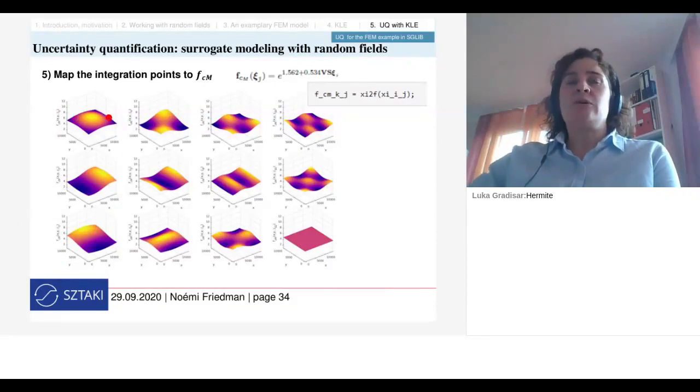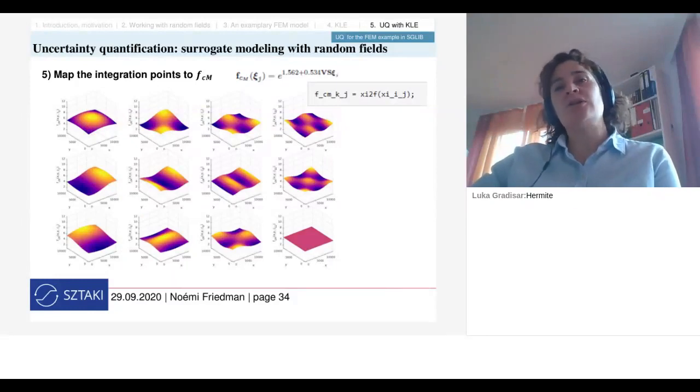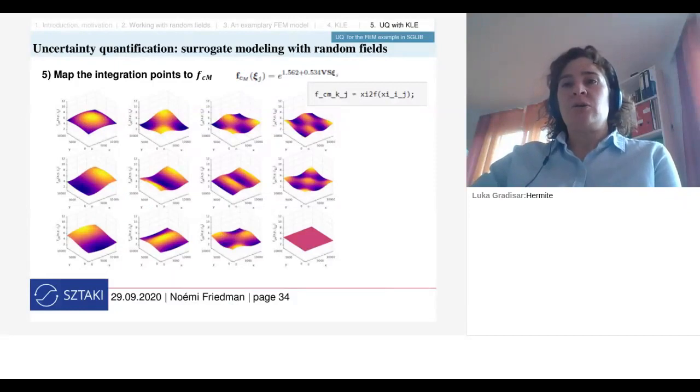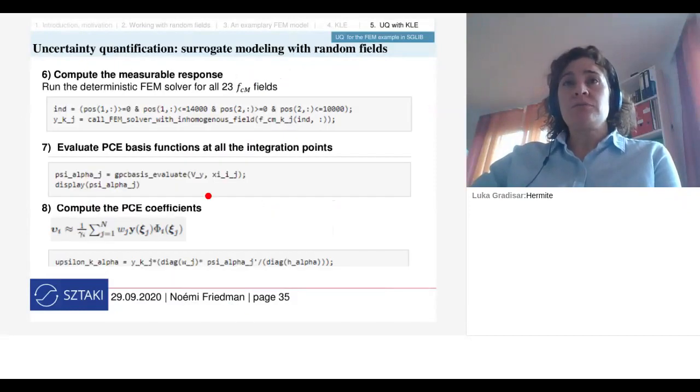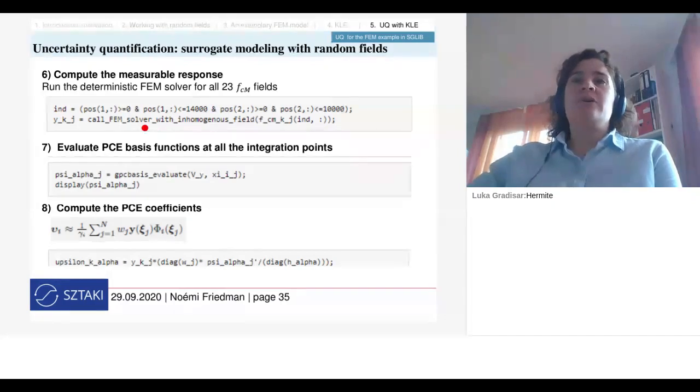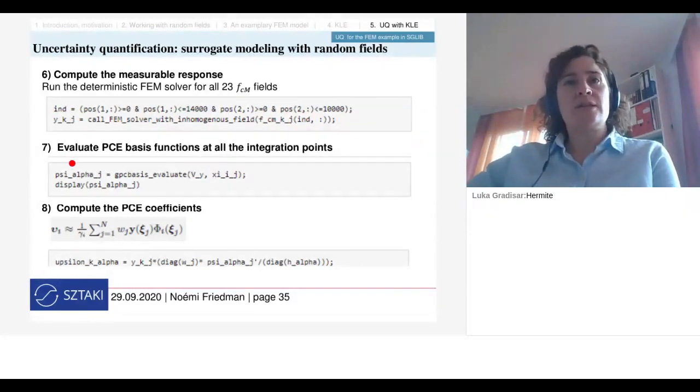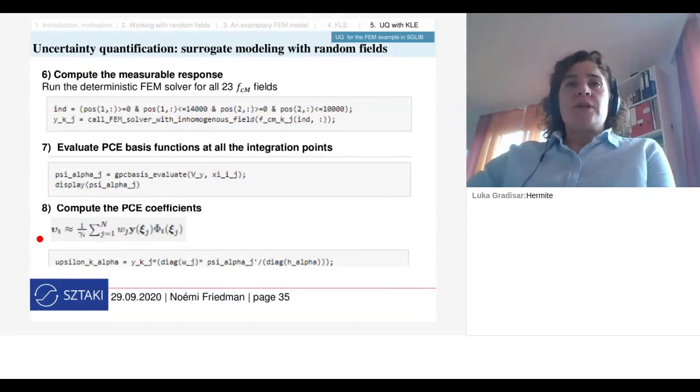For every KLE node, I have a value of the field, and this corresponds to midpoints of the finite element mesh, so I can directly give for those elements the corresponding values. So this is a play with that to get rid of those additional boundary points, and then call the finite element solver with those values that correspond to center points of the FEM elements. Now you see that this is the way I compute.